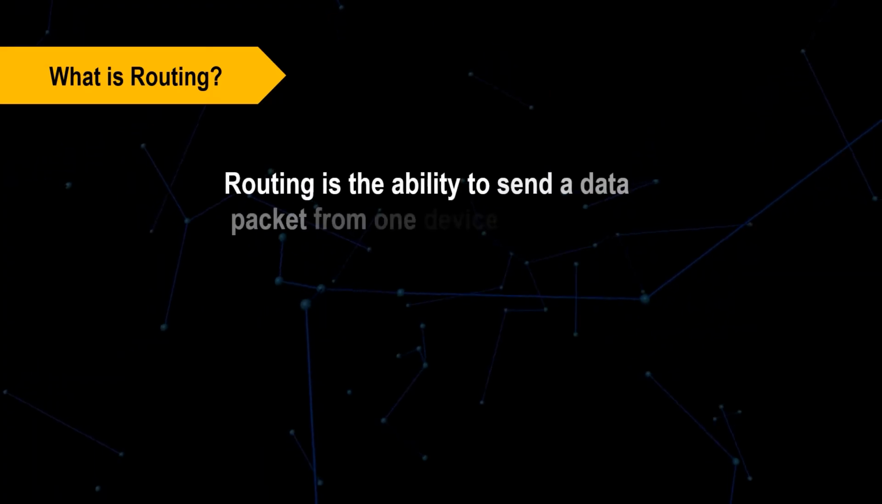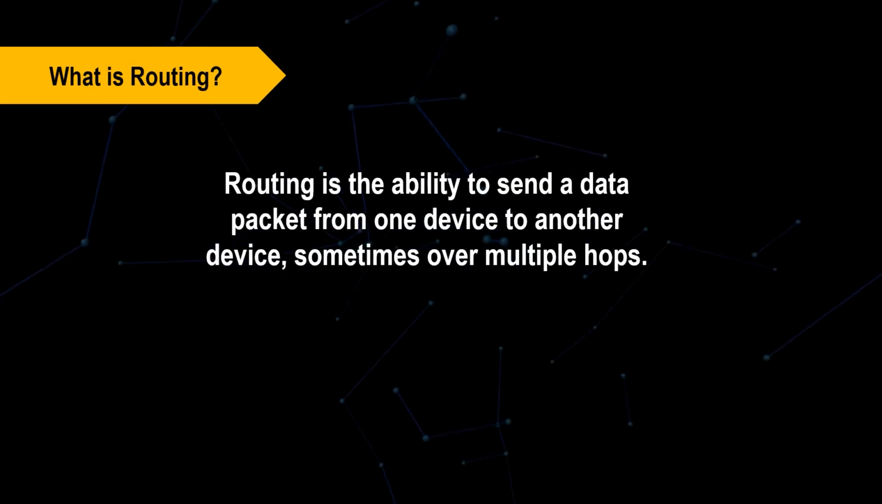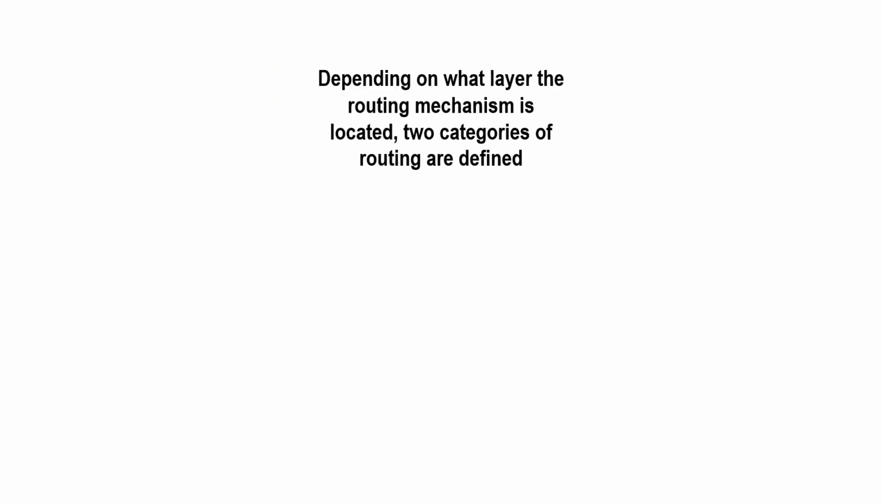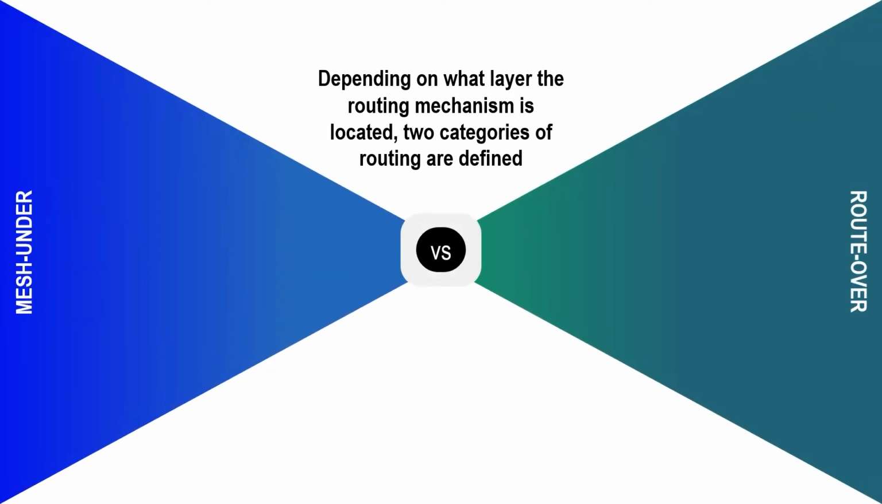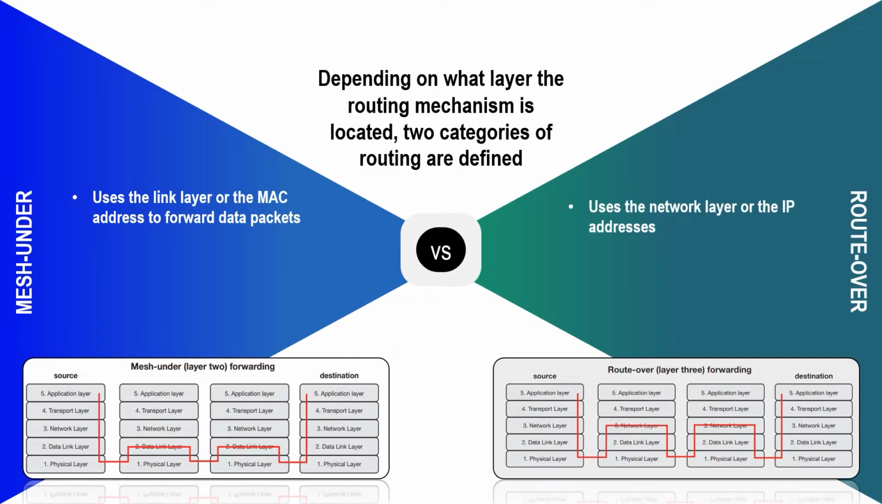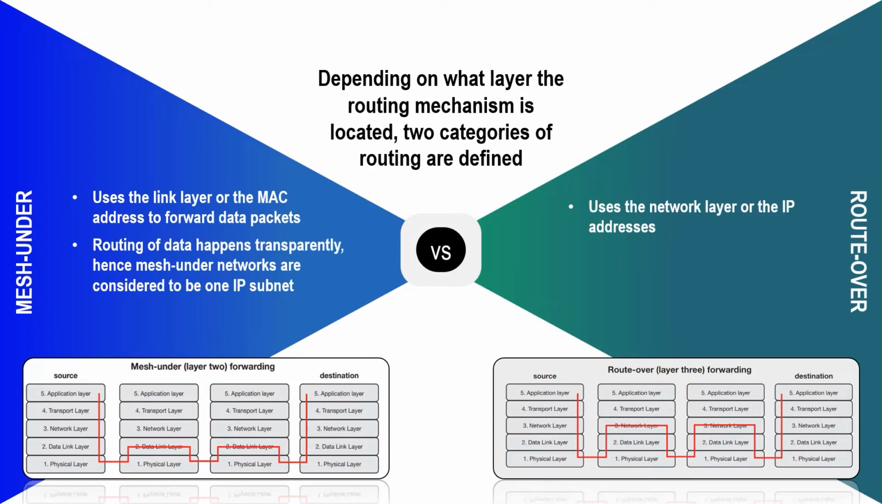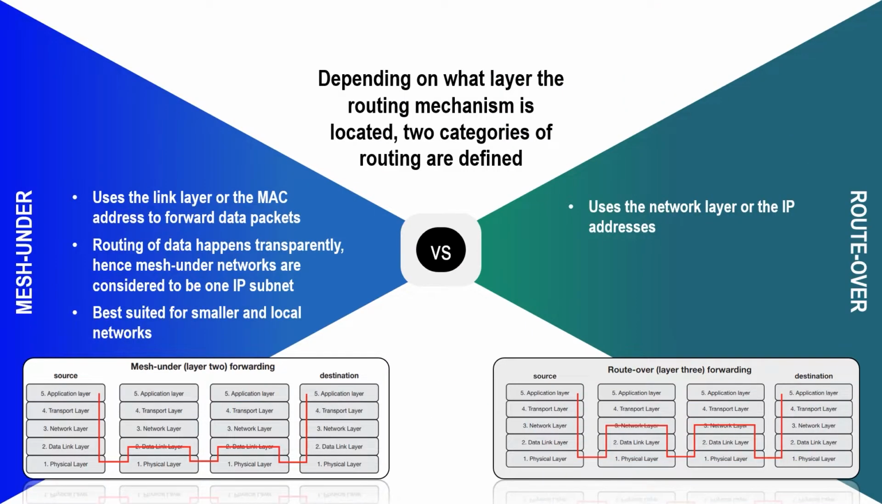Routing is the ability to send a data packet from one device to another device, sometimes over multiple hops. Depending on what layer the routing mechanism is located, two categories of routing are defined, that is mesh under and route over. Mesh under uses the link layer or the MAC address to forward data packets, while route over uses the network layer or the IP addresses. In a mesh under system, routing of data happens transparently. Hence, mesh under networks are considered to be one IP subnet. Therefore, mesh under networks are best suited for smaller and local networks.